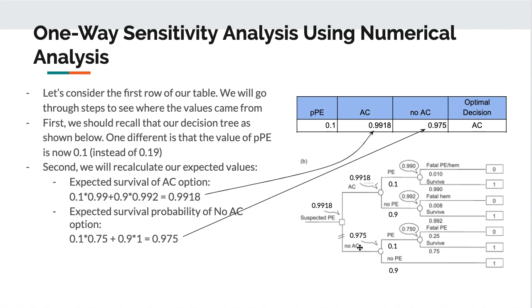That's a lot of calculation, but if we use the Google spreadsheet, we can calculate pretty quickly using the formula we just discussed. I'm going to show you the steps in a minute. But in this slide, we just discussed the steps to calculate the expected value of the AC option and no AC option given the new value of the PPE. Based on that, we determine the optimal decision. In this case, AC is optimal because the expected survival probability is greater than the no AC option.